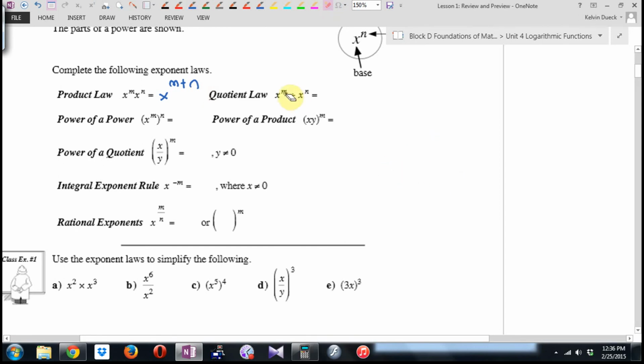What about when you're dividing? What do you do with the exponents? So this would be x to the m minus n. And you've been doing that since grade 9.